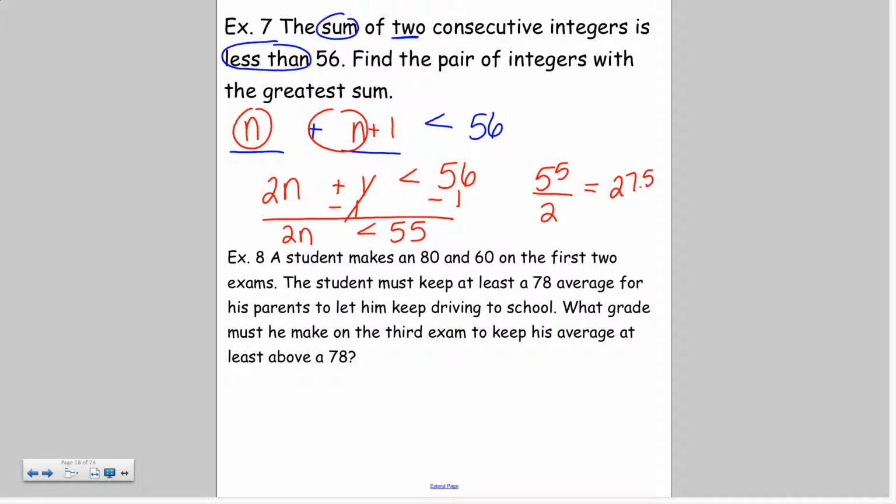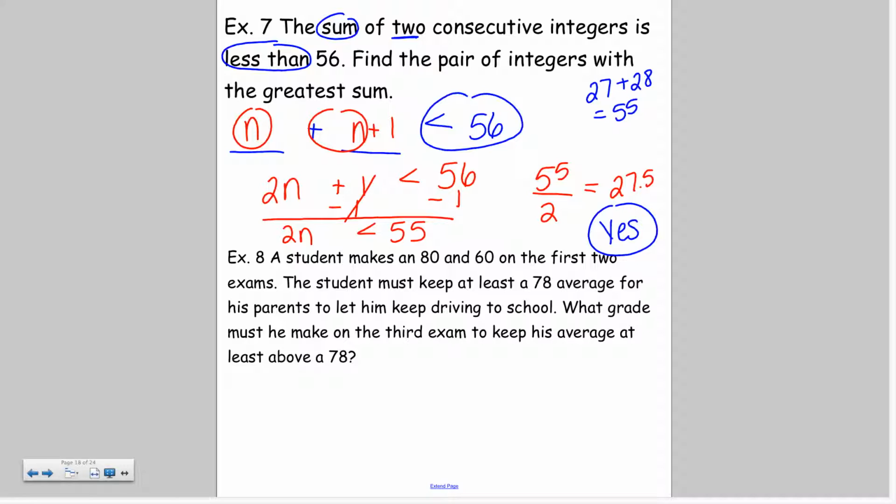So what if we bump that down to 27? Because we don't want the decimal. If we round it down to 27, the very next number would be 28. So let's test it. We're saying if those are our two numbers, 27 plus 28 is 55. Is 55 less than 56? Yes.